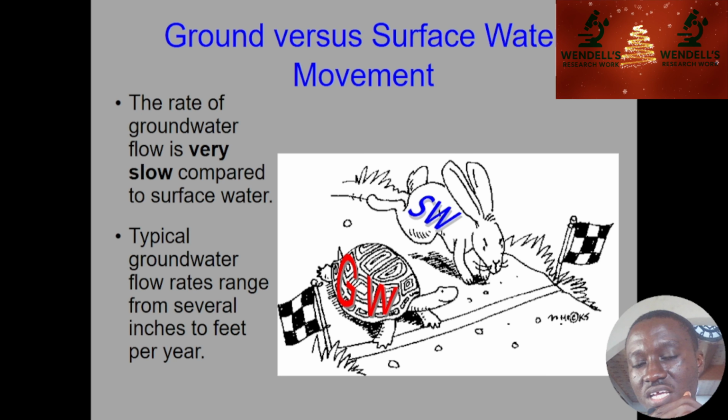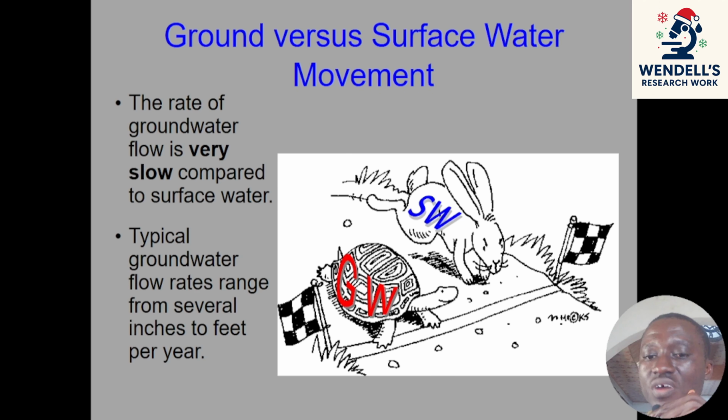Now, when it comes to the rate of movement or the rate of flow, surface water runs faster. They don't have much obstacles in their way. But when it comes to groundwater, because of the obstacle, that's the soil, that is a blockade to it. They don't flow as fast as surface water. So that's what happens with surface water and groundwater. The rate of flow is very slow in groundwater, but very rapid in surface water.